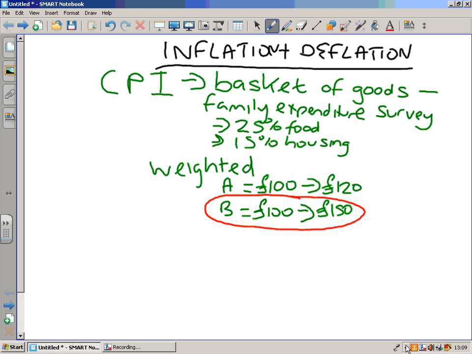Now, let's imagine throughout the year that people buy 10 products. They buy 9 of A and they buy 1 of B. In this case, what we might do is decide to attach a 90% weighting to product A and only a 10% weighting to product B. So this huge increase in prices of product B will be watered down to work out the inflation rate because product A is a more significant one.